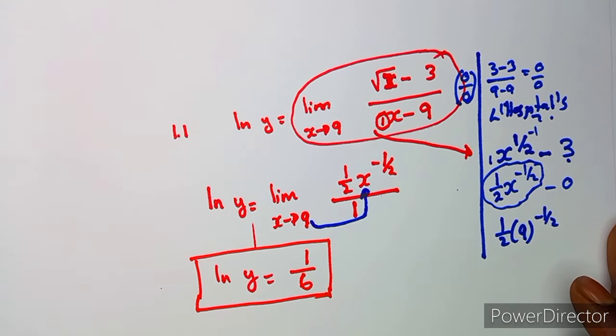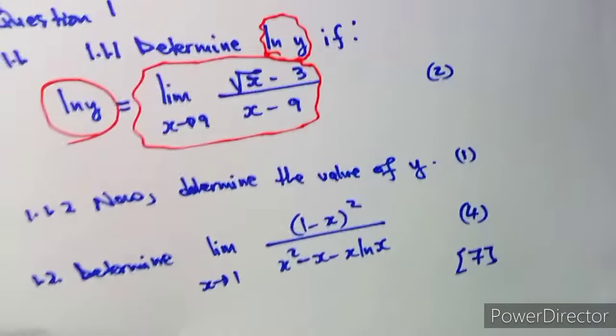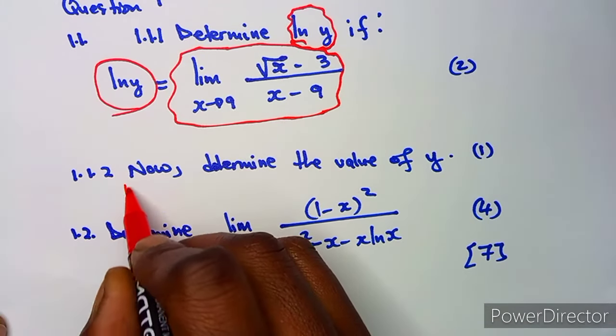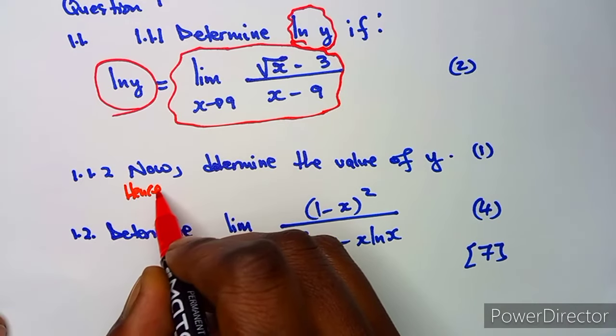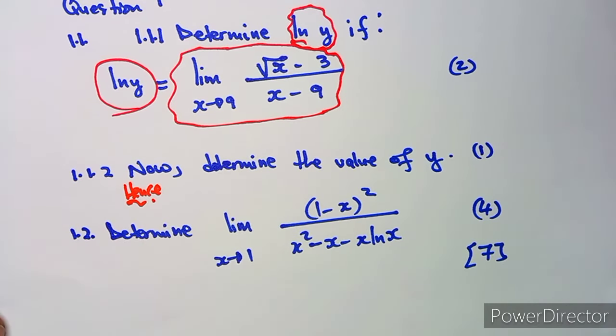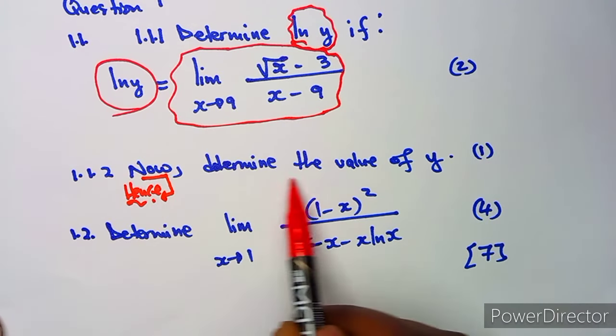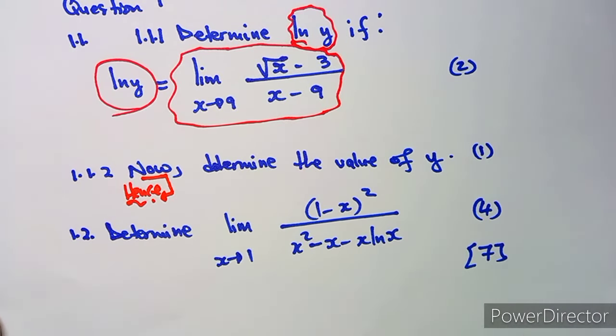Alright, so that was the question, guys. So don't panic when you see these ln and so forth. Don't panic. It's just a direct thing that you're simply doing there. Now, this question with a now can be given as hence. Okay, hence it's a continuation from what you have just obtained. Now determine the value of y. So it's a continuation from where?